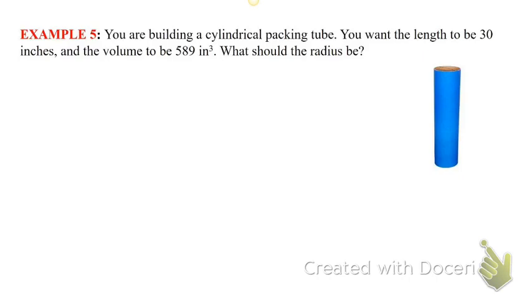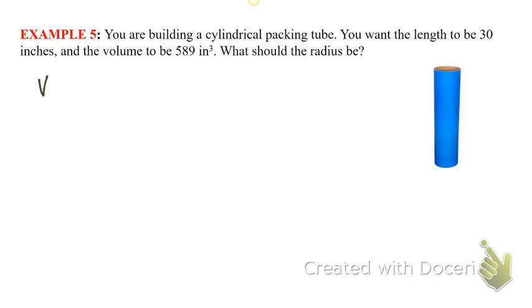Moving on. You are building a cylinder parking tube. I did a terrible job at pronouncing that. You want the length to be 30 inches and the volume to be 589 inches cubed. What should the radius be? Whoa. All right. So we know the height, we know the volume, but we need to know the radius.